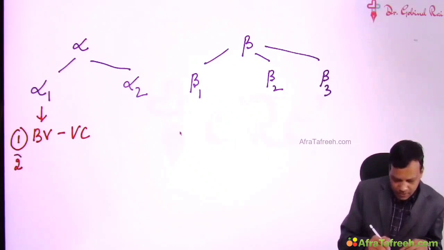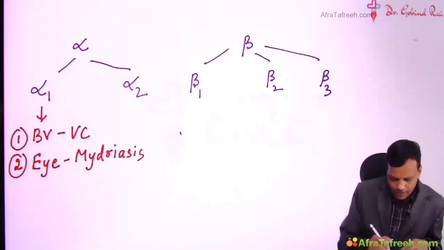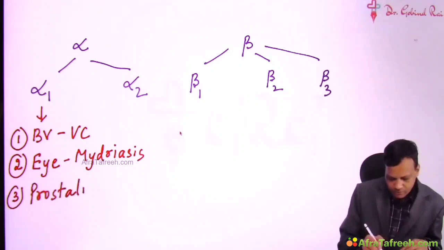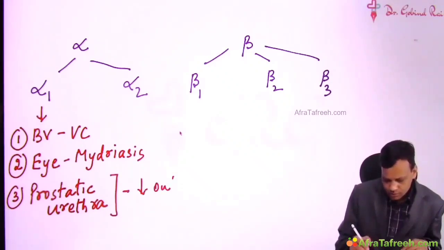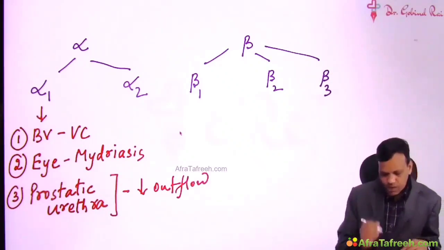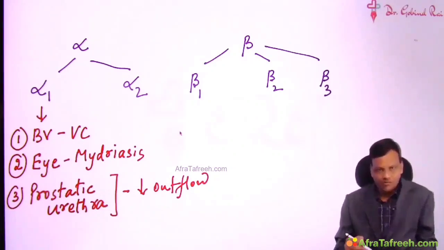Second, alpha 1 is present in the eye. The effect is to cause mydriasis. And third, alpha 1 is present in the prostatic urethra. And we all know the effect of the sympathetic system on urine outflow is to decrease the urine outflow. So the alpha 1 receptor in the prostatic urethra is decreasing the urine outflow.